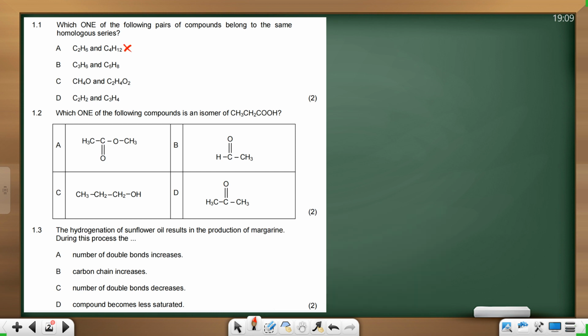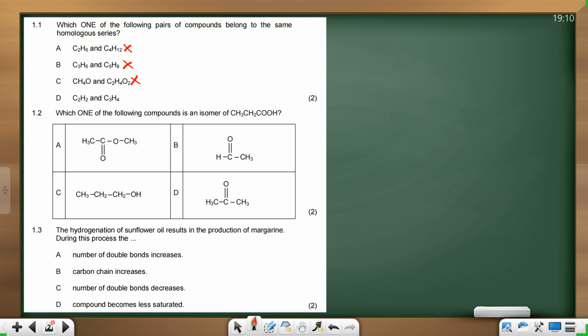So A is incorrect. What about B? I see that 3 times 2 would give me 6. And on the other hand, 5 times 2 would give me 10, but I need to subtract 2. Wrong. What about the next one? It is automatically wrong because I have 1 oxygen and I have 2 oxygen atoms on the other side. This is looking interesting. What about D?